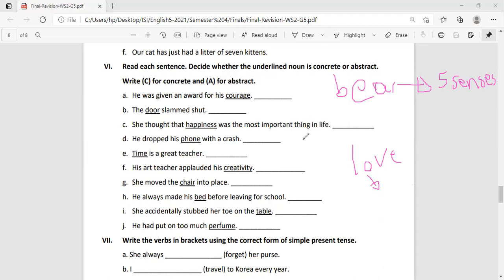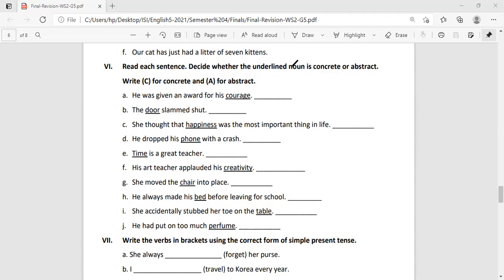So which one is the concrete and which one is the abstract? The concrete is the bear and the abstract is the love. Excellent. The noun that you can recognize with your 5 senses is called concrete. But the noun that you just think about or feel inside your heart is an abstract noun. That's it. Okay? Yalla Lamar, let's start. Read each sentence. Decide whether the underlined noun is concrete or abstract. Write C for concrete and A for abstract.